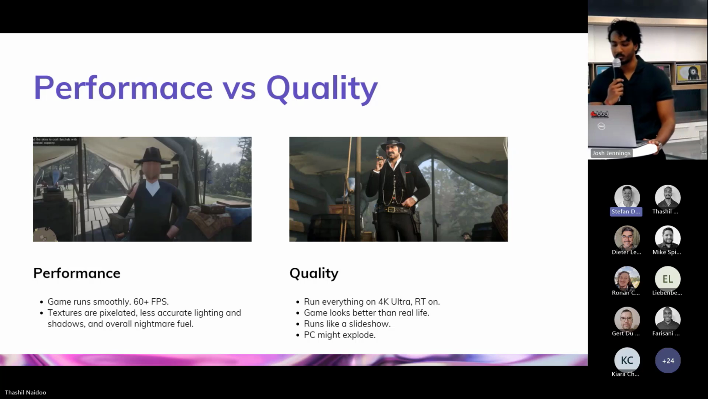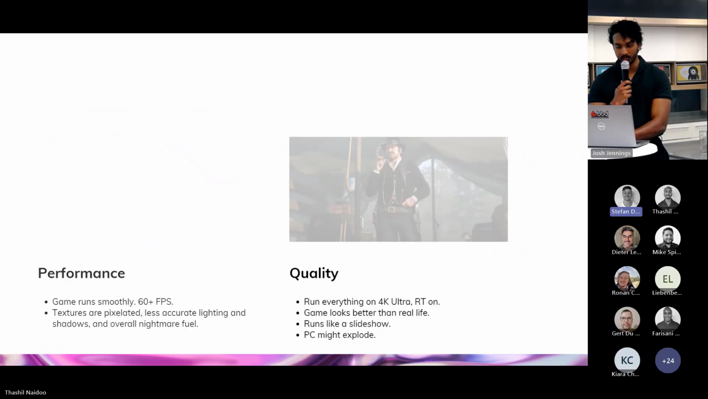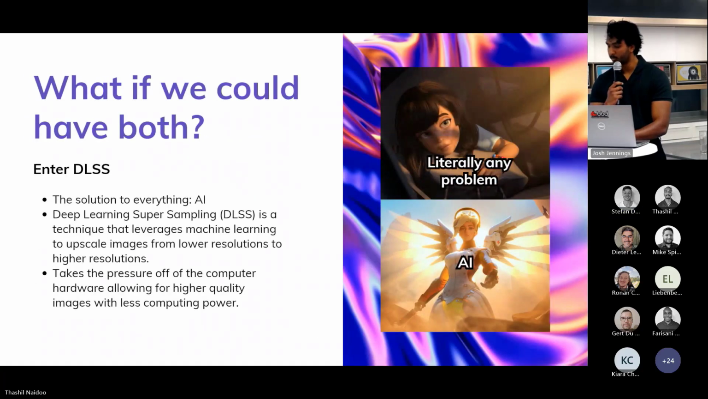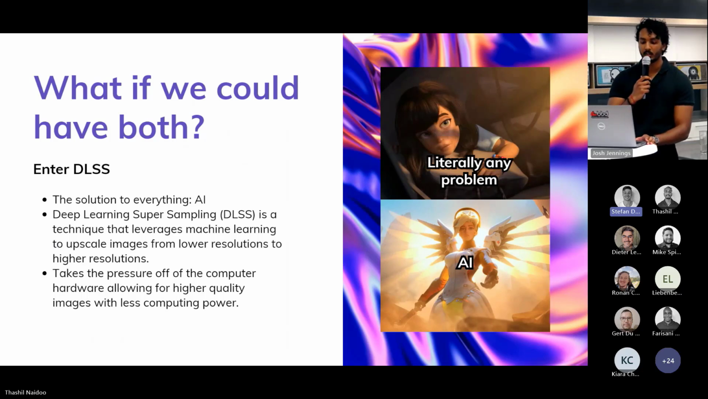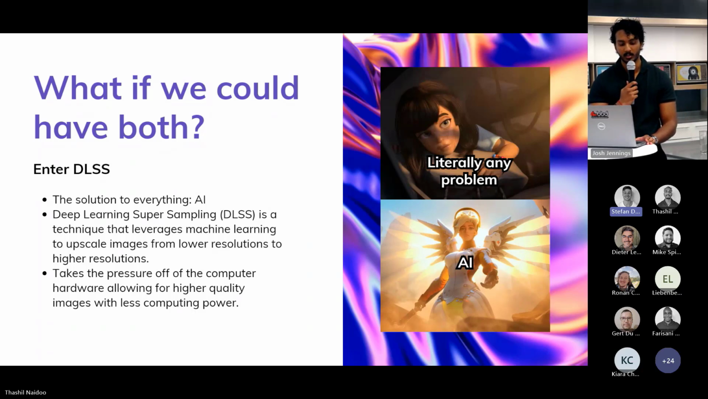But what if consumers wanted both? Is there a solution to this problem? And the answer is yes. And that solution is the solution to everything, AI. Specifically, DLSS, or Deep Learning Super Sampling, created by NVIDIA, which leverages machine learning to upscale images from lower resolutions to higher resolutions. This takes the pressure off of the hardware, as modern GPUs are designed specifically with tensor cores to allow for machine learning algorithms to operate faster than rendering would occur.